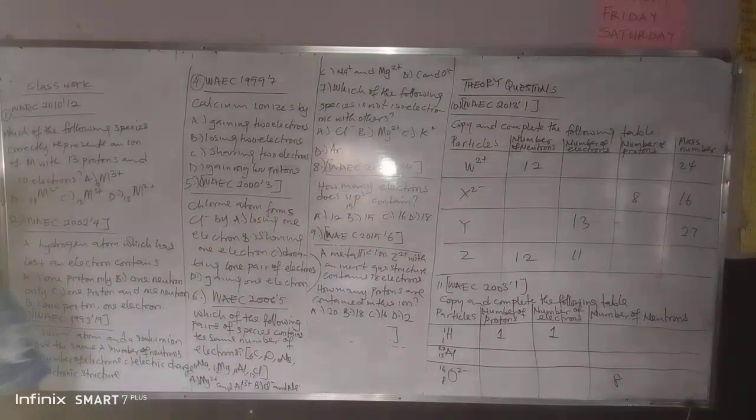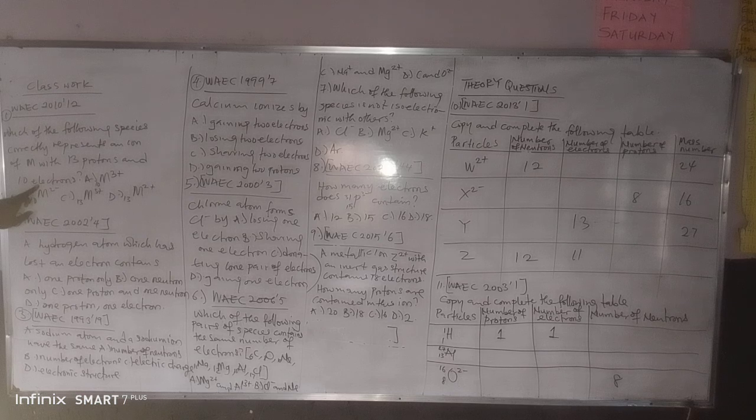Now, this is 2010, question 12. It says, which of the following species correctly represents an ion of M? They didn't give us the name of the element, just M, with 13 protons and 10 electrons. They say ion, they did not say atom. So that's why the proton number is different from the electron number. It's not neutral, it is no longer electrically neutral.